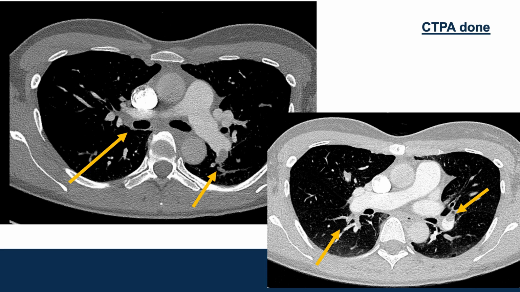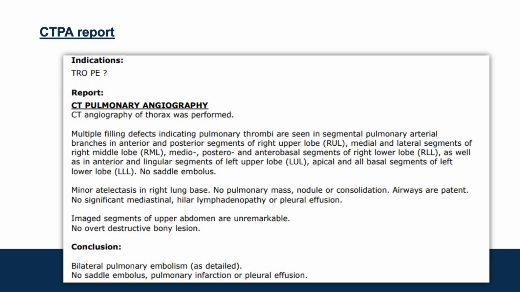On the right side of the pulmonary artery, left side of the pulmonary artery, but she's lucky because it's not a saddle embolism, it's quite small. And this is the actual report, bilateral pulmonary embolism. At this point, no pulmonary infarction or whatsoever yet.